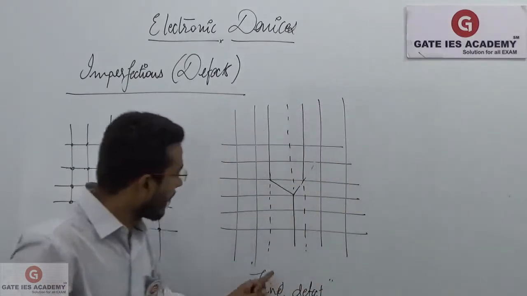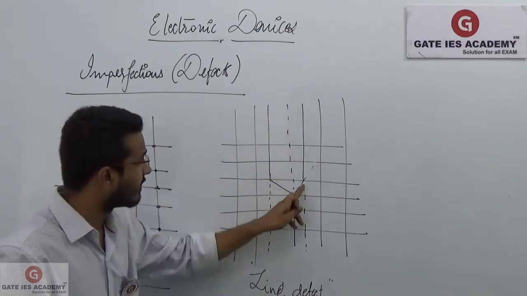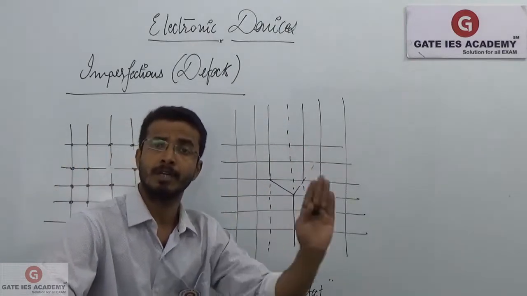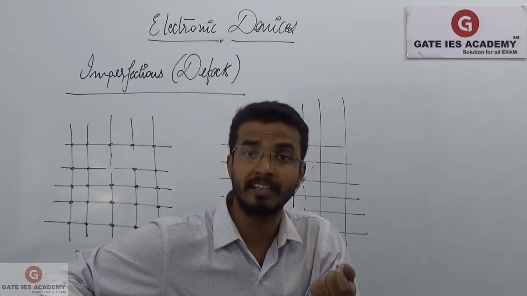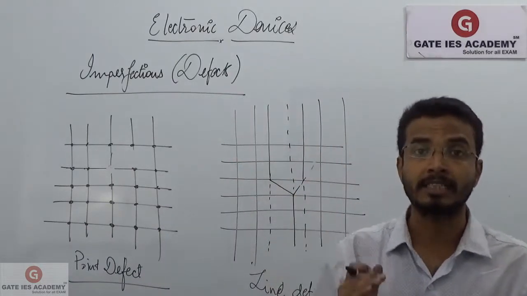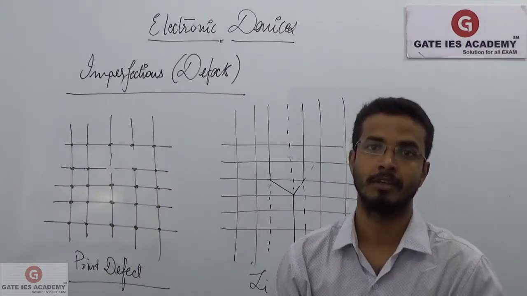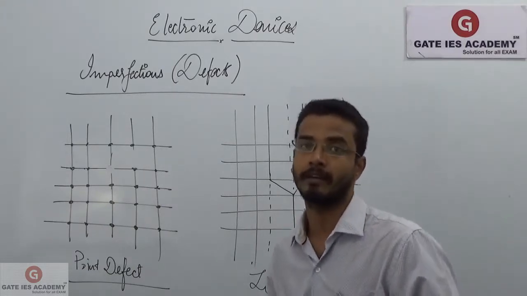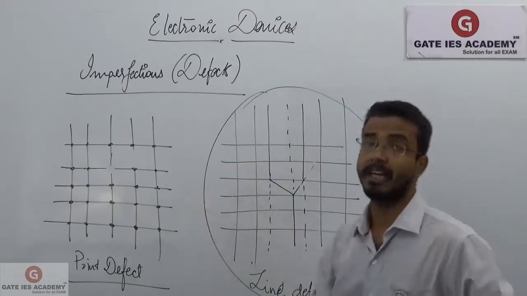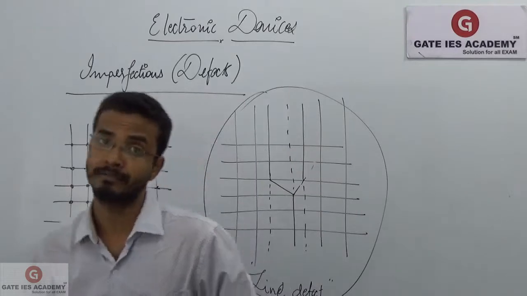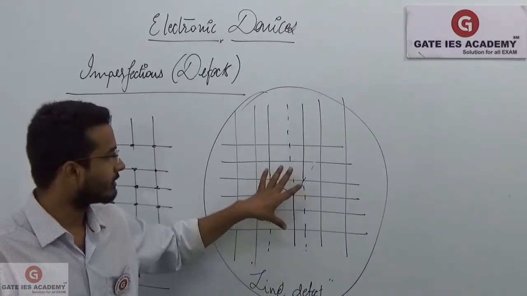But here what will happen? A plenty number of electrons are missing along the plane. If the electrons are not present in a huge amount, the conductivity or the electrical properties of the device will be affected much, even if the size of the device is higher. So this line defect can alter the electrical properties of the particular device we are discussing. So this is dangerous.